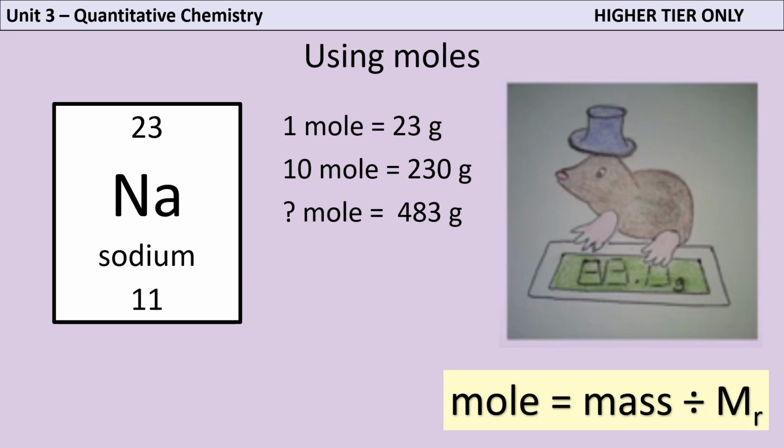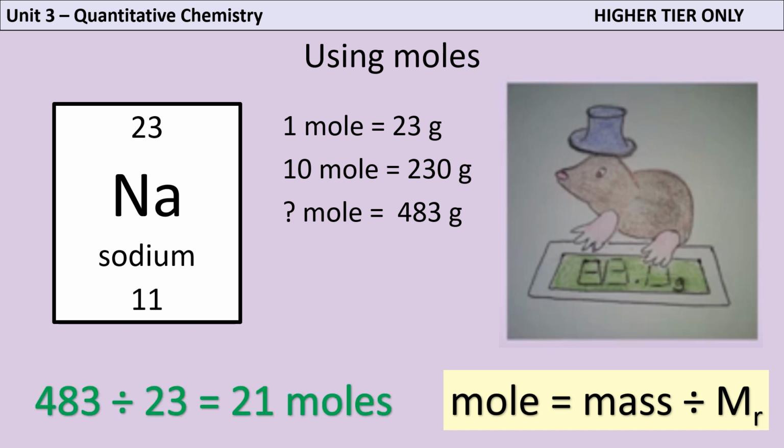So if I rearrange my equation, I get mole is mass divided by Mr. Actually, strictly speaking here, this is Ar because it's an atom rather than a molecule or a compound. But at any rate, we can do 483 divided by 23 to give us 21 moles.